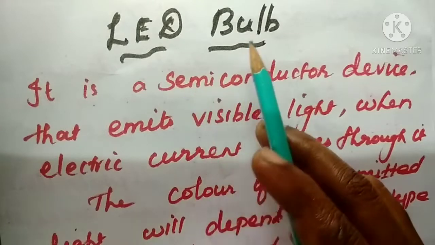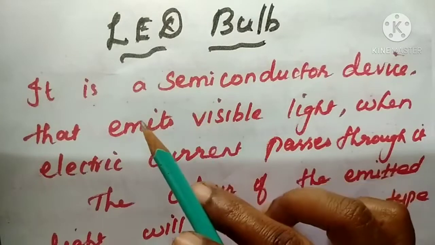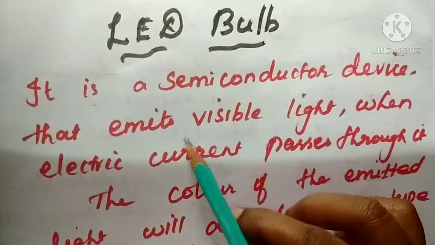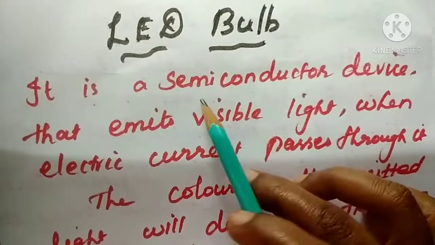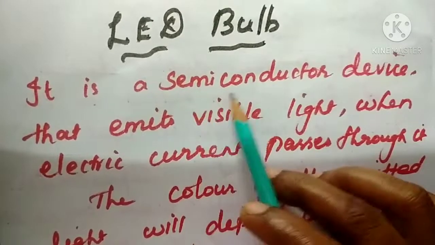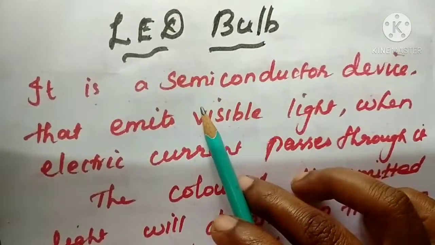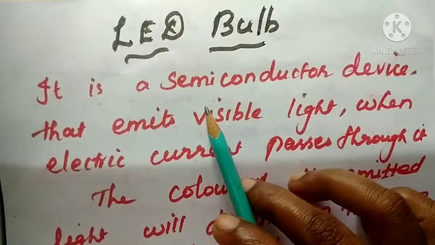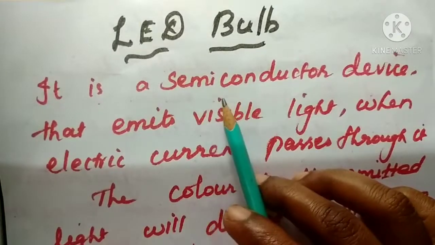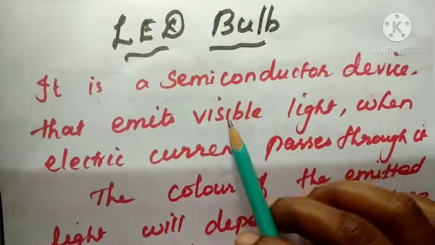We learned about this LED bulb. Now we can see the important points in this LED bulb. It is a semiconductor device that emits visible light when electric current passes through it. LED bulbs use a semiconductor device. You know the different types of conductors: semiconductor, superconductor. Semiconductor examples are germanium, gallium. These are examples of semiconductor devices. It will conduct the electricity.